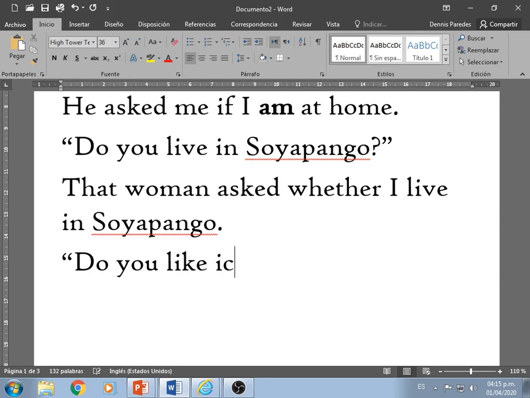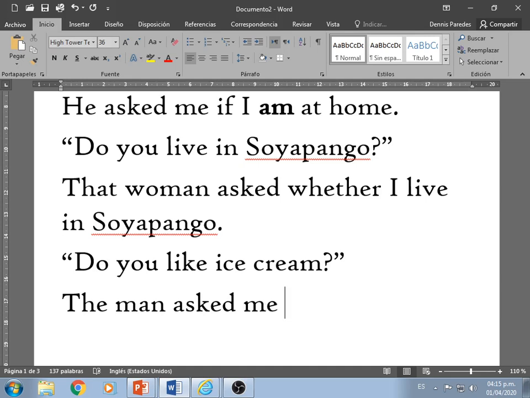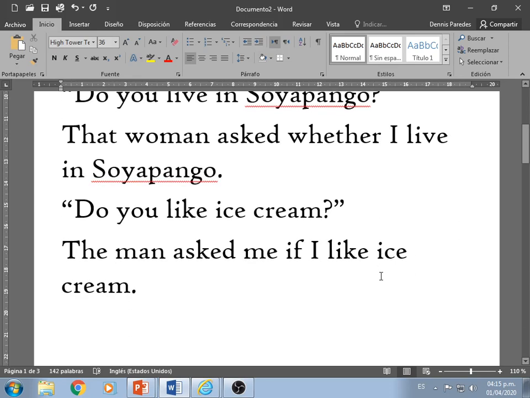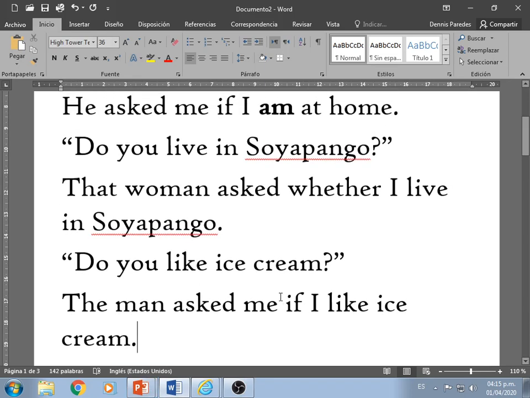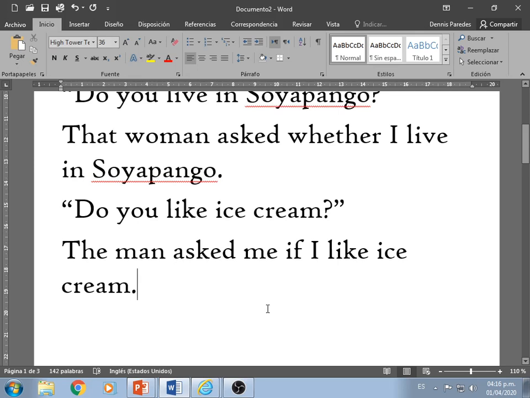Do you like ice cream? Then the man asked me if I like ice cream. So again, in this case, because it might be some information that might be true or not about you, you cannot change it into the past form. In this case, you cannot say "if I liked." Not this, because it is something true or not, you might use the same tense. You don't have to change anything.